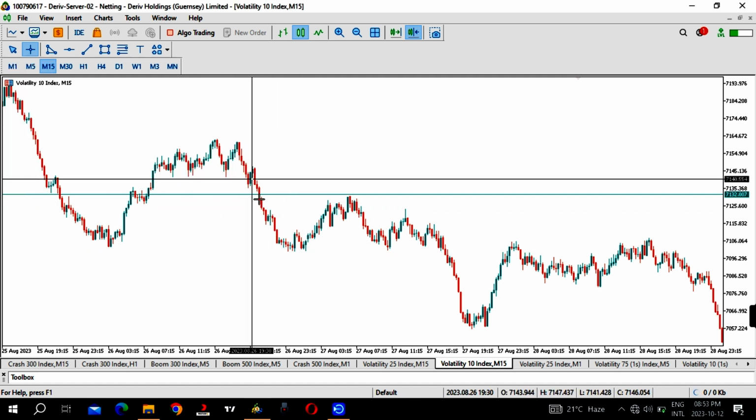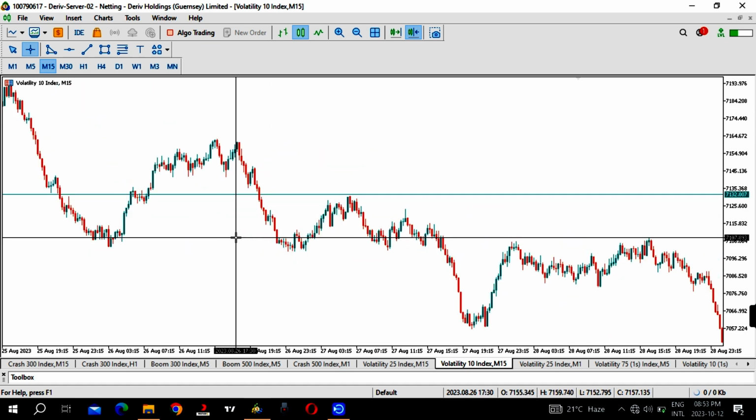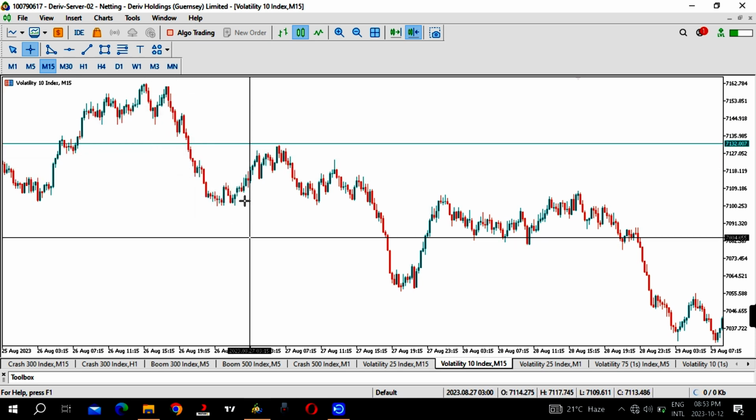It's breaking market structure in a fast way, right? So that's what we call a supply zone right over here. So that's how we want to mark a supply zone.